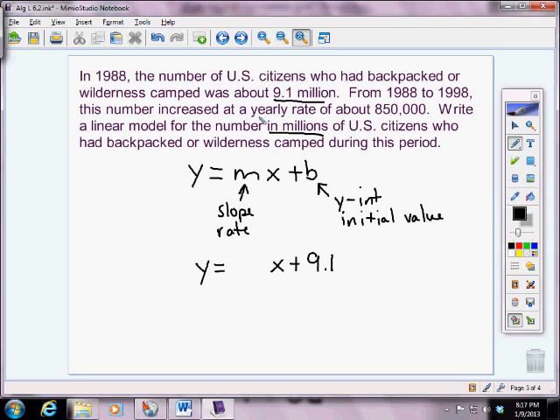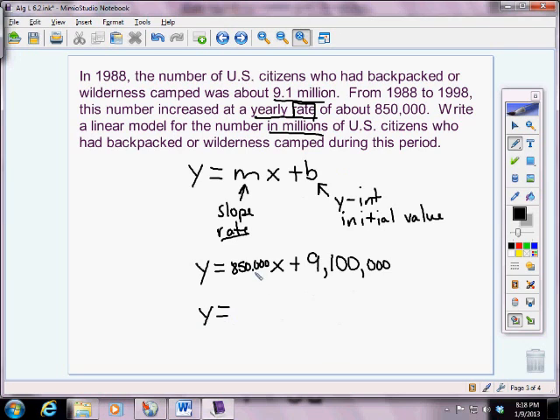Then it increased at a yearly rate, look at the word rate right here, of about 850,000. That means every year it increased 850,000. Here's the problem. We can't just write 850,000 here, because it wants it in millions. We could write it as 850,000 if we were to write this as 9,100,000. Wouldn't be really writing it in millions, but that would be a correct equation.